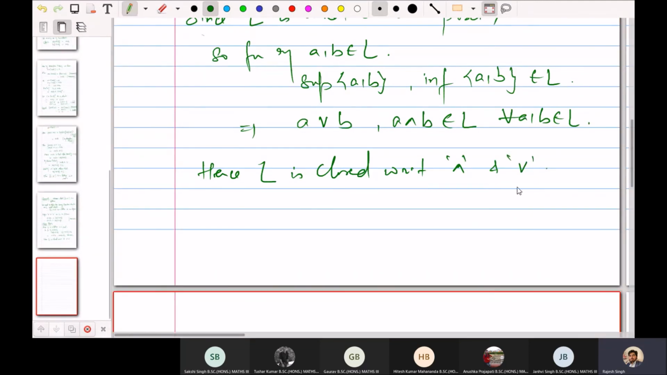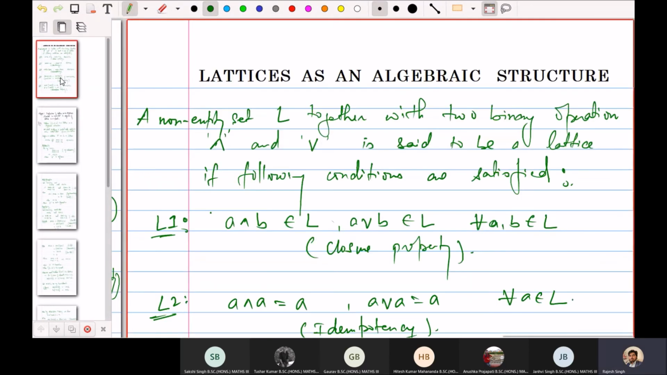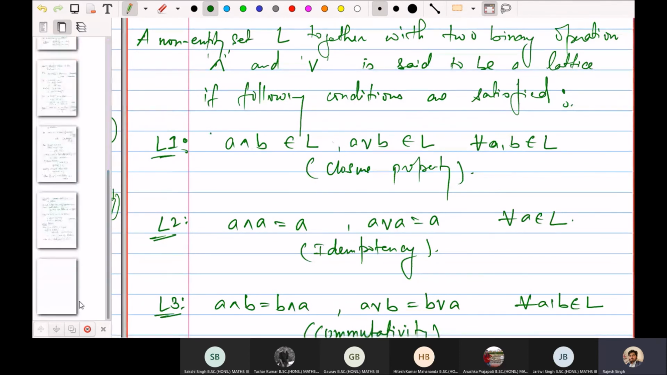Now next property is, what is the next property as an algebra? नेक्स्ट प्रॉपर्टी क्या होती है? हमने क्या डिफाइन करा यहाँ पे? आइडेम्पोटेंसी. So we have to show this: A cap A is equal to A and A cup A is also equal to A. So idempotency.